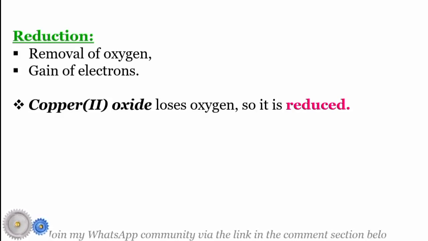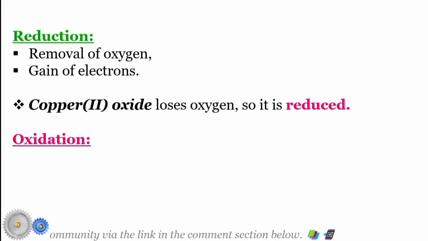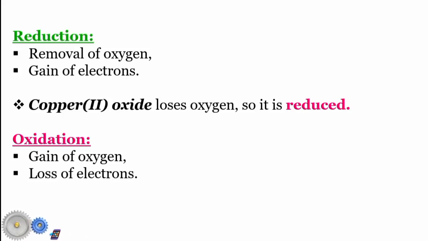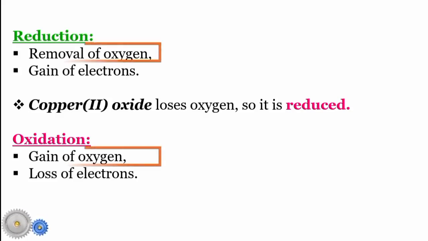Let us also understand oxidation. What is oxidation? Oxidation is the gain of oxygen, or we can say oxidation is the loss of electrons. Let us differentiate these two terms. Reduction is the removal of oxygen, while oxidation is the gain of oxygen. Let us not confuse these two terms, so let's be mindful of that difference.